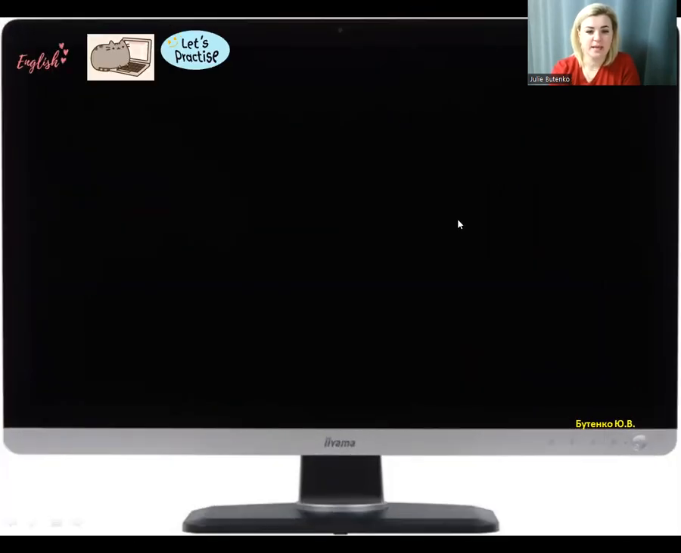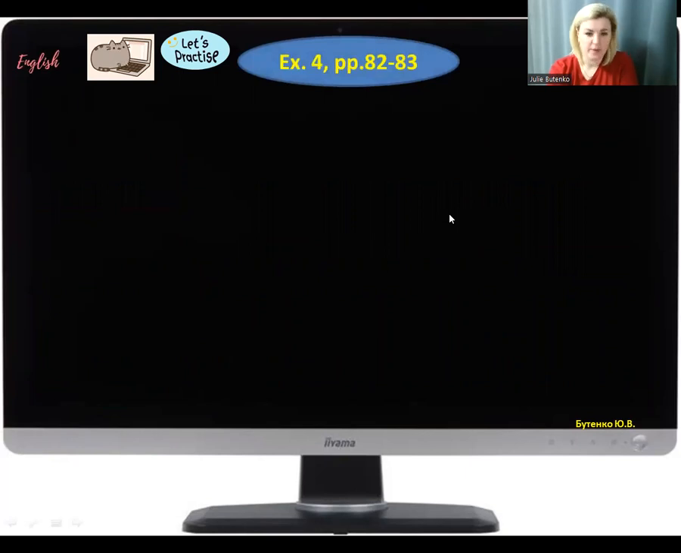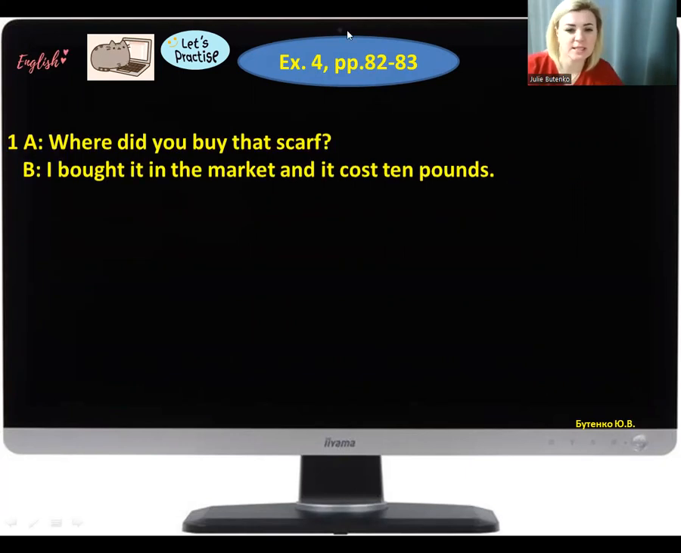The next exercise is exercise 4 on pages 82 and 83. The task is to read the dialogues and report them in one sentence. He asked me and I said, told him. Be attentive. We have got A, B speakers in this exercise, but our task is to make only one sentence. Нагадую, що пишете лише відповіді, хто працює в зошитах. Переписувати початкову ситуацію не треба.